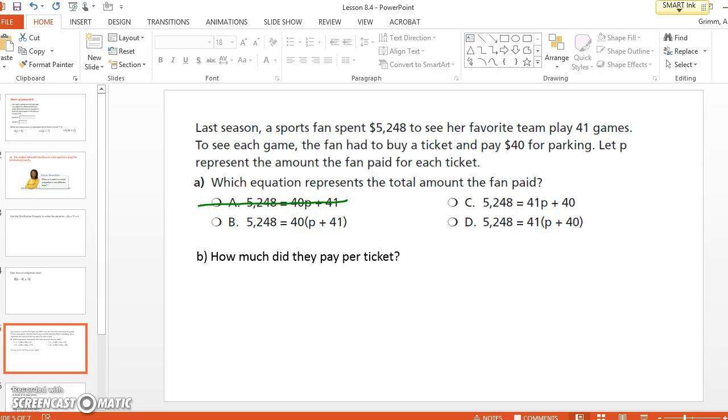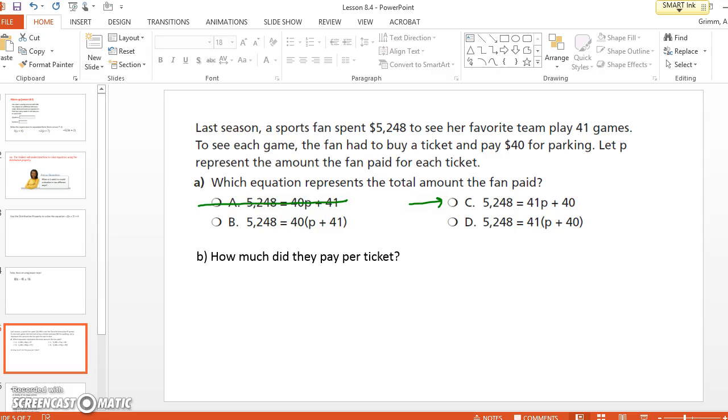Is there another one we can cancel out? What do you think about this one? This would be the reverse of what we just said. Can you tell me why that one's not right? Kendall? It's all the same reason and also it's backwards. There's another reason why this one doesn't work. Cassie? 41 and 40 are not multiplied. What about the 40? Tell me something about the 40 that makes this one not work.